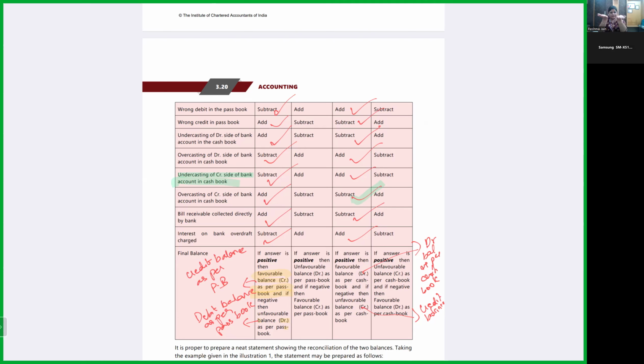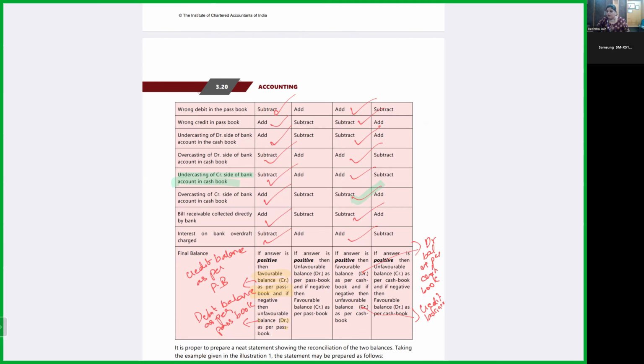Bills receivable collected directly by the bank. Passbook has gone up, so I have to subtract it. Interest on bank overdraft charged. Interest is charged, so in the passbook I have to add it. So when we start with favorable balance as per passbook, we will get favorable balance as per cash book, which is debit balance as per cash book. If we get a negative balance, then it is the overdraft balance as per cash book, that is credit balance as per cash book.